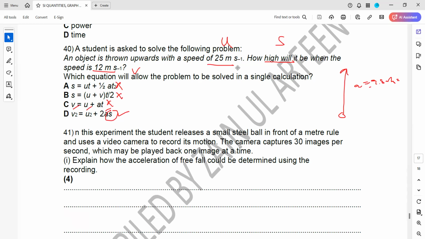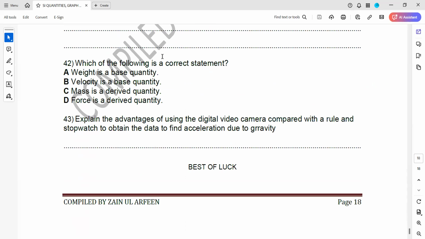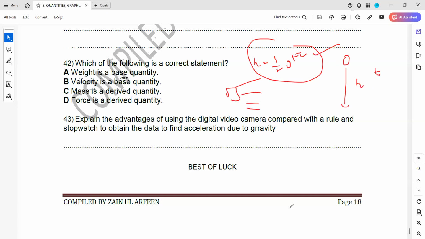Next is question 43. Explain what advantage of using a digital camera compared to that of a ruler and a stopwatch. Like we can determine the acceleration of a free fall by measuring the height and the time, and then we can plot a graph using h equals half g t squared. We can use that method, but what advantage will a digital camera, video camera, have if you use it over this?